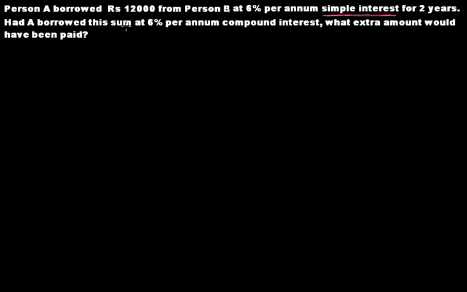Had A borrowed this sum at 6% per annum, compound interest, what extra amount would have been paid? So this is the situation which has actually happened. The person A borrows rupees 12,000 from person B, so this becomes the principal, that is P, at a rate equal to 6% per annum, and it's talking about simple interest. Now this is the actual condition that has happened.